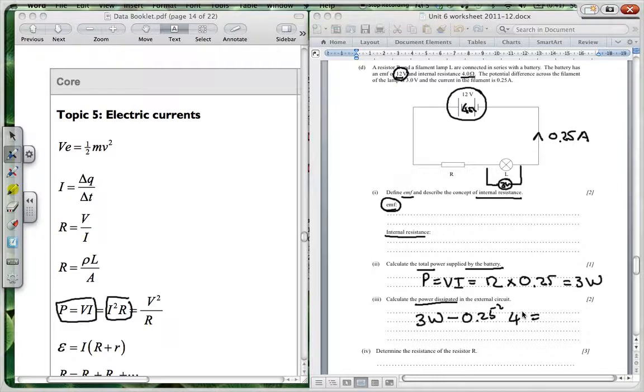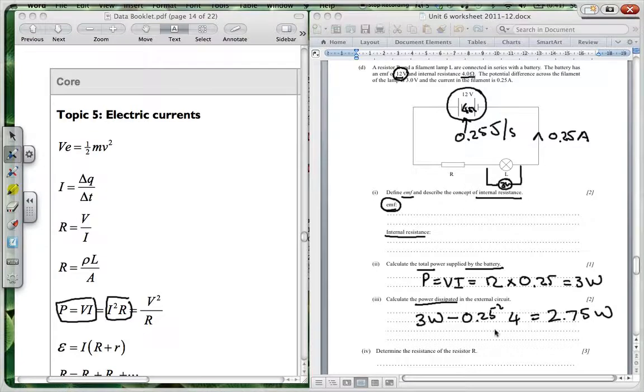Oh, sorry, I made a mistake in my calculator here. 3 minus 0.25 squared times 4. So I get 2.75 watts. So there is a 0.25 joules per second that is lost within the cell itself.